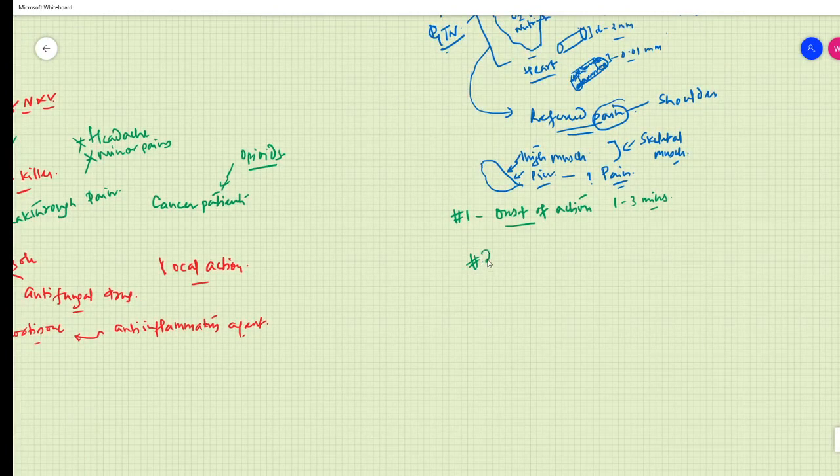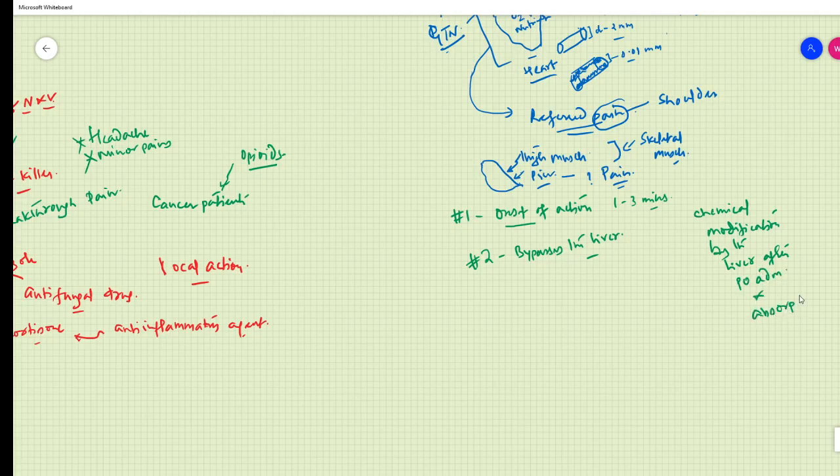The second reason is, as we just mentioned, it bypasses the liver. So we said blood goes into the liver, and the liver chemically modifies it. The chemical modification by the liver after per oral administration and absorption into systemic supply, this is called first pass metabolism.